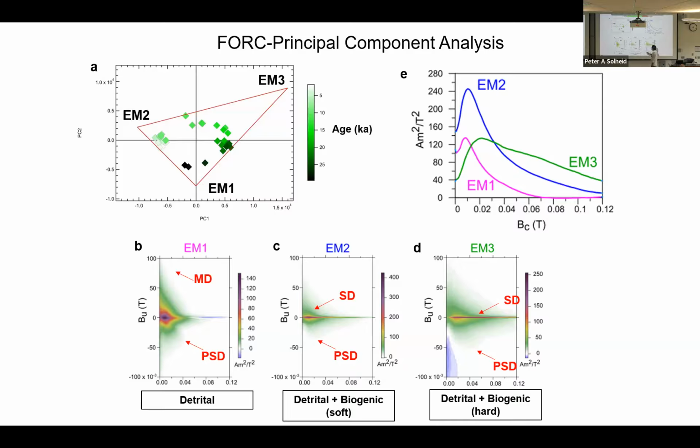So we assign this to the biogenic soft component. And the last one is detrital plus biogenic hard component. You can notice that it is difficult to separate out the detrital signals from all these three end members. Probably we need to include more FORC diagrams in this model to separate out these signatures. So now I'll try to link these separated end members and how they varied over time, in the downcore record.